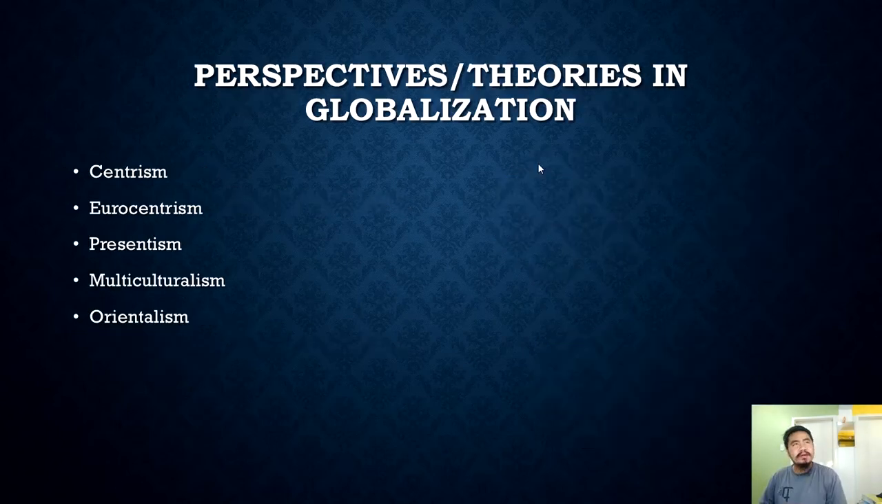So going forward, we're now looking into the perspective or theories in globalization. Now, these perspective theories, kasi later you'll be encountering a lot of theories, would now pertain to the origins of globalization. Origins and nature of globalization. Or simply just stick with origins. So we have 5: centrism, eurocentrism, presentism, multiculturalism, and orientalism.